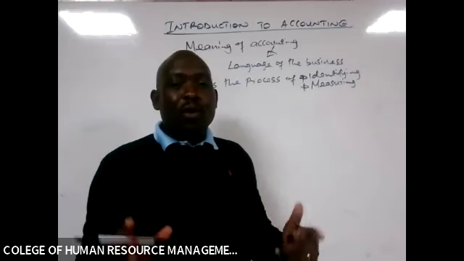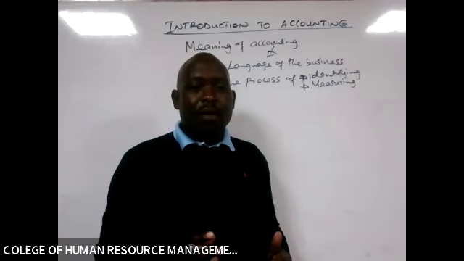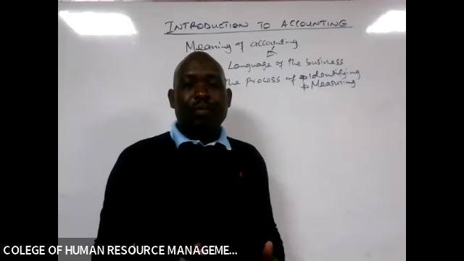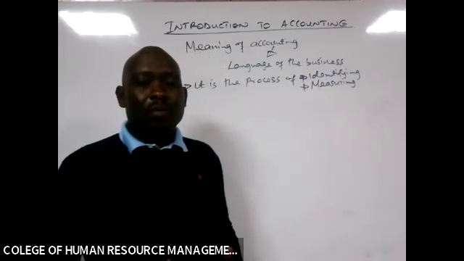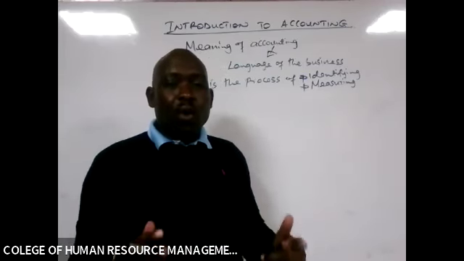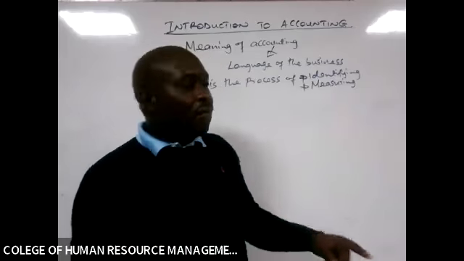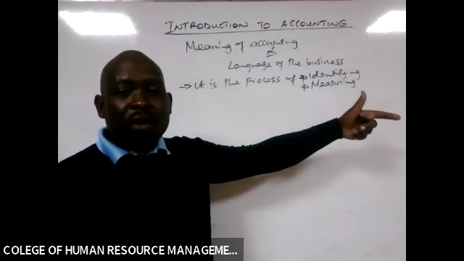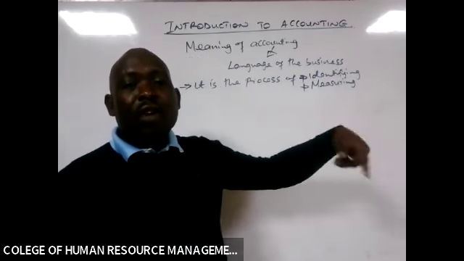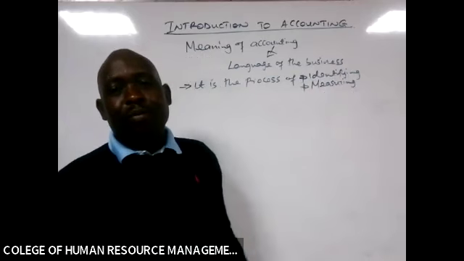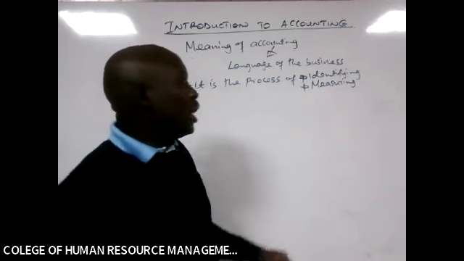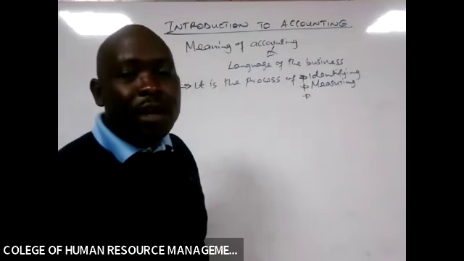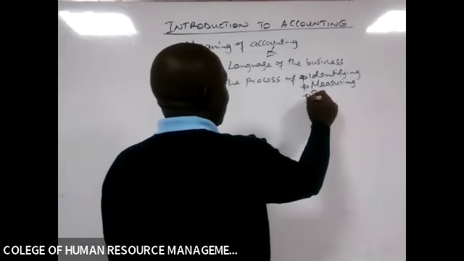You have bought a motor vehicle, good enough. The motor vehicle is worth how much? You have acquired a loan of how much? Everything must be measured in monetary terms. You identify the transaction, then you report that transaction in monetary terms. After you have measured, then you proceed to stage number 3. Stage number 3 is summarizing.